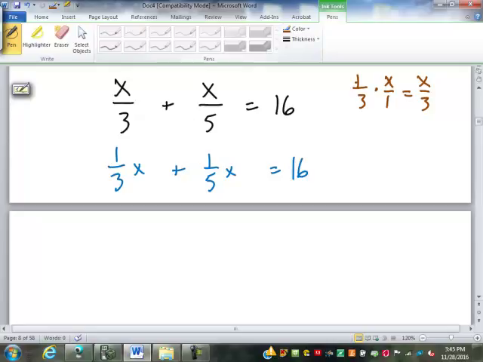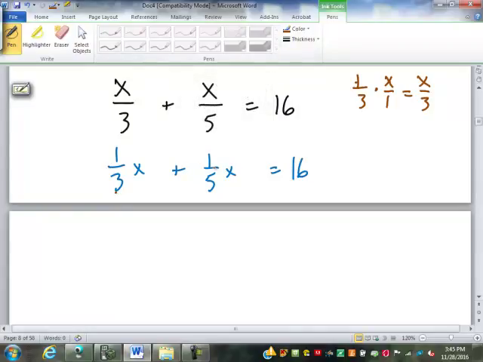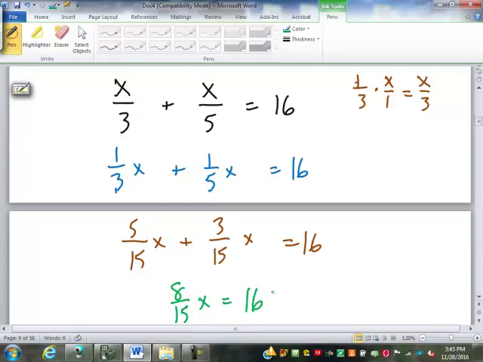From here, this is just like if I had 2x and 7x, I would add the two of them together. I do the same thing here. I have to add 1/3 and 1/5. What's my common denominator going to be? 15. 1/3 will be 5/15. 1/5 will be 3/15. Now I can add them together. 5 and 3 make 8/15 X equals 16.